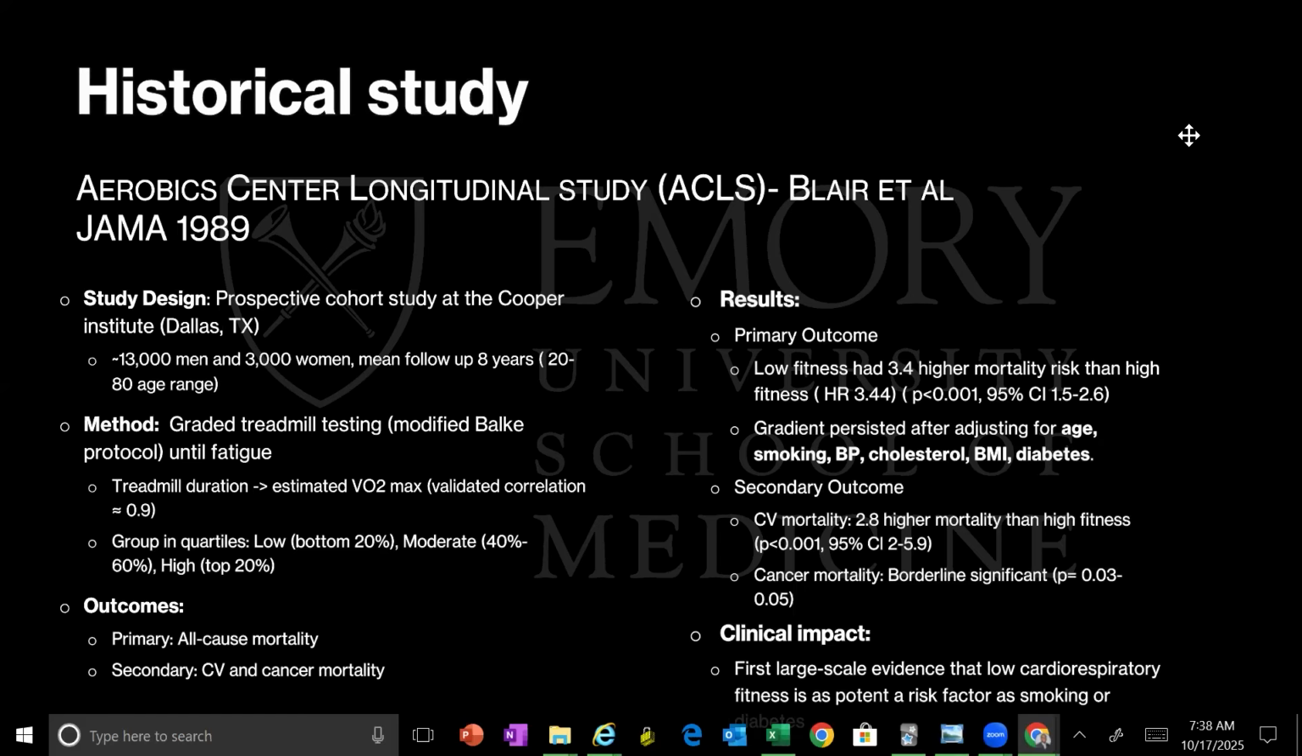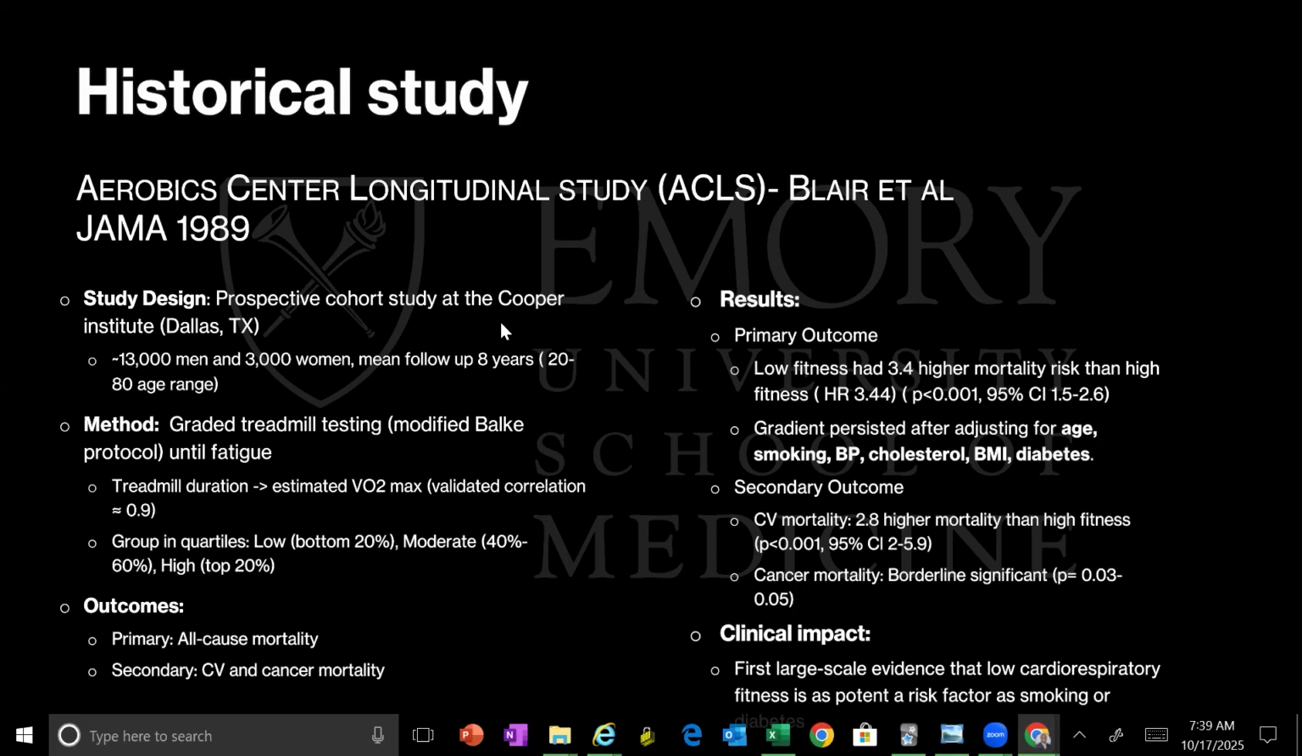So the study design, it was out of Dallas, Texas at the Cooper Institute. Dr. Kenneth Cooper was an Air Force physician, and he was very big on preventative care. So in 1970, he decided to open up this Cooper Institute. And he mainly saw, it was kind of like executive physicals. So most of the people that he saw were very healthy. These were upper middle class people. Everybody didn't really have any major issues. So he wasn't seeing heart failure patients.